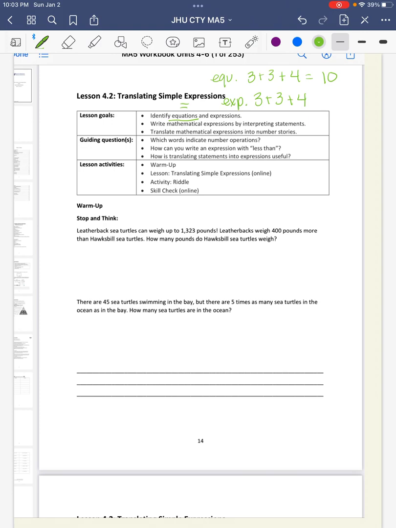Some of the guiding questions we have are: which words indicate number operations? How can you write an expression with less than? And how is translating statements into expressions useful? So we're going to go ahead and dive right in.